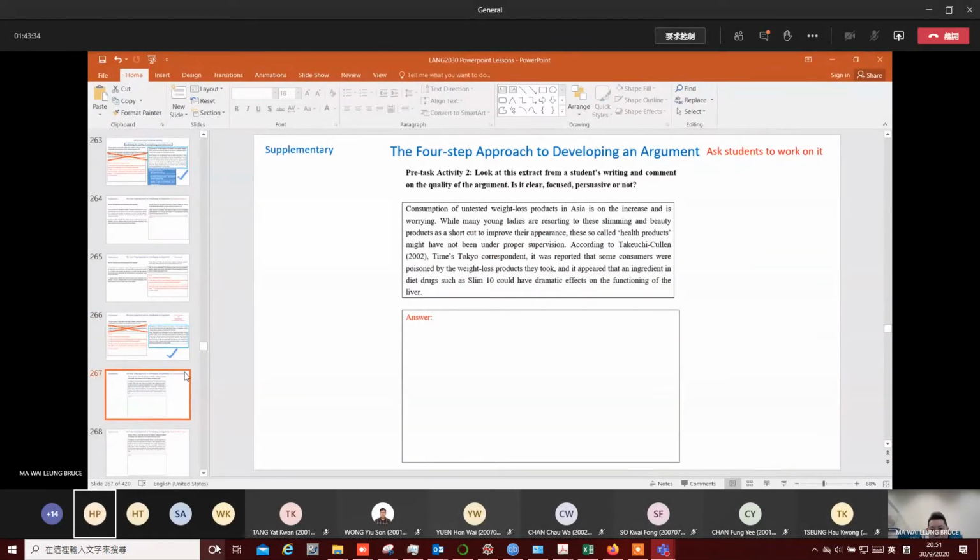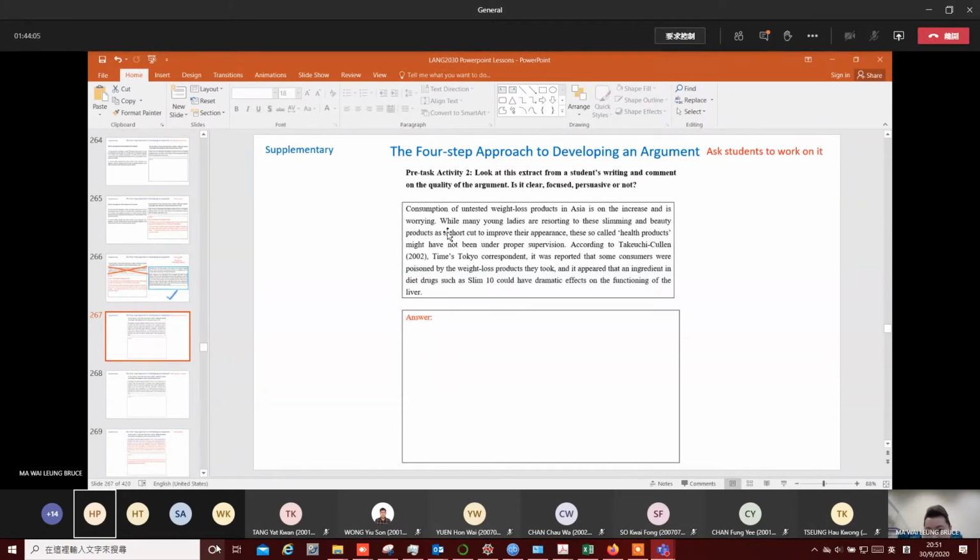Now, can we do another thing? Look at this extract from a student writing. Do you think this argument is clear, is focused? Do you think this argument is persuasive? Let's see. Consumptions of untested weight loss products in Asia is on the increase and is varying.